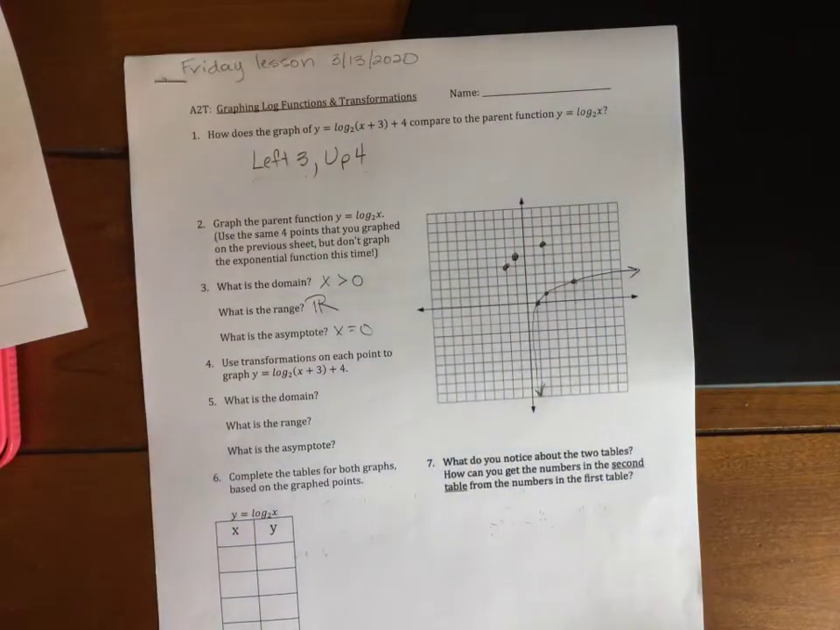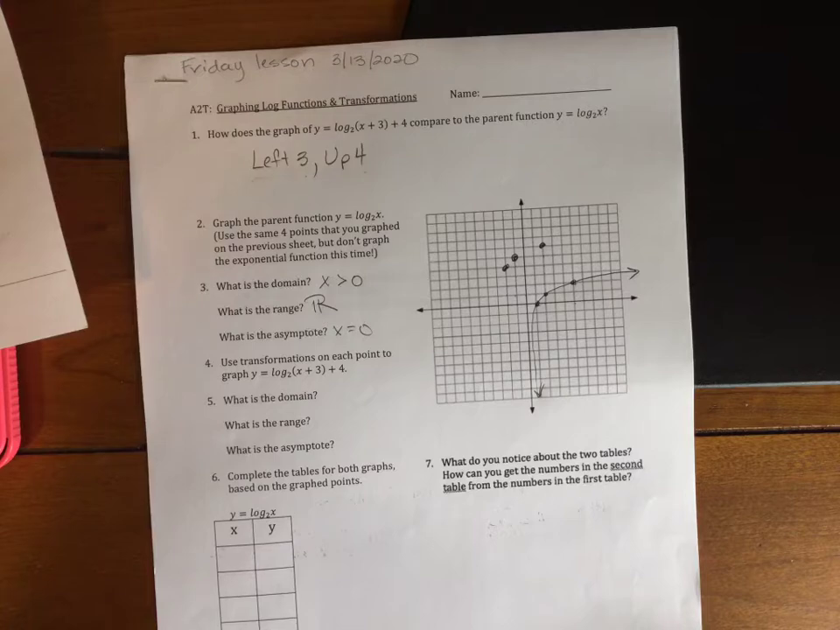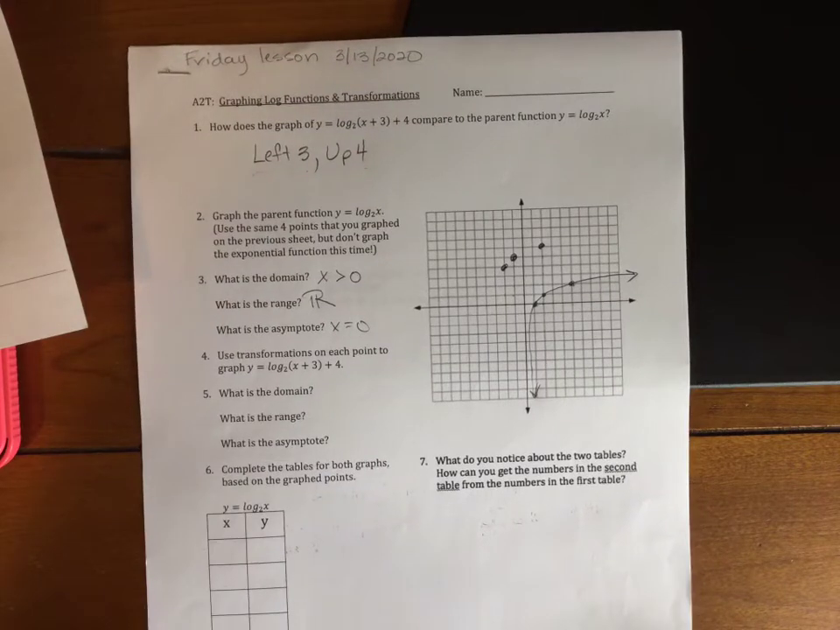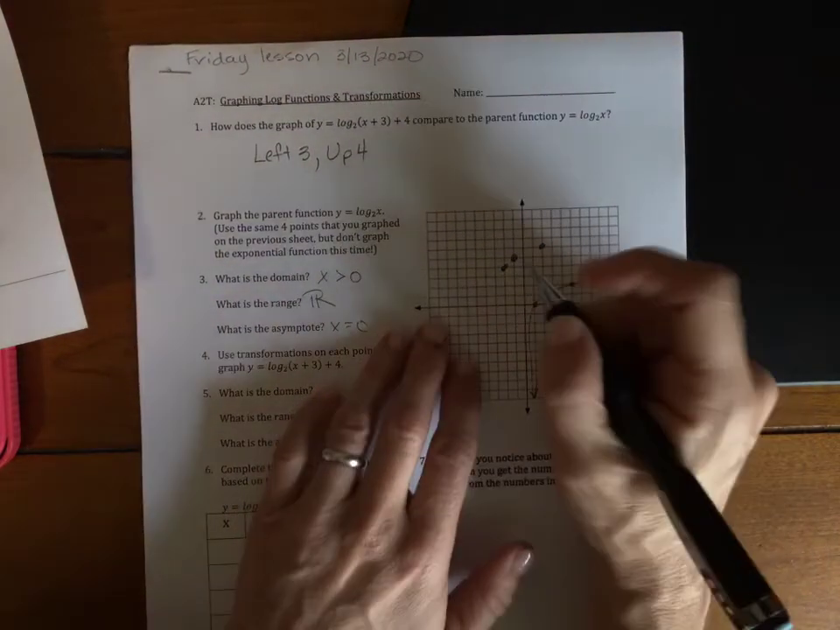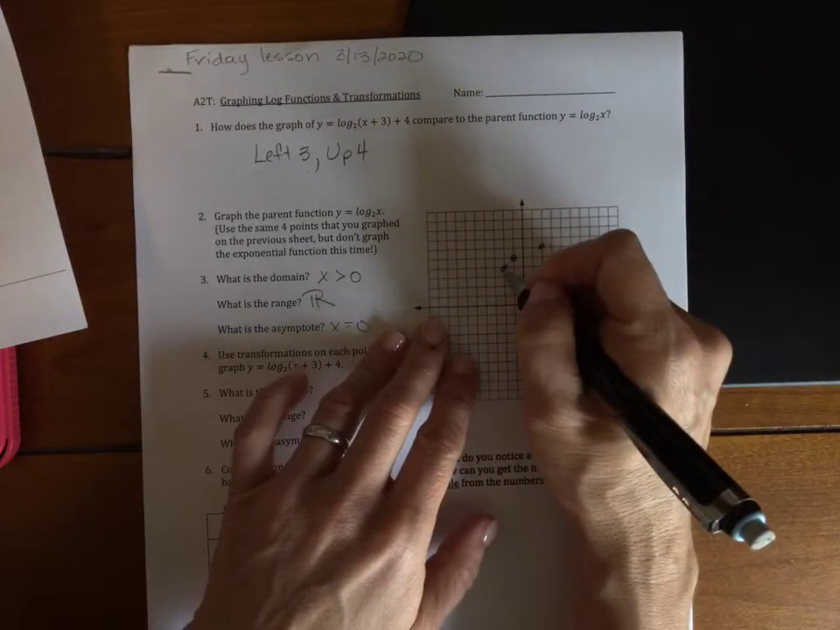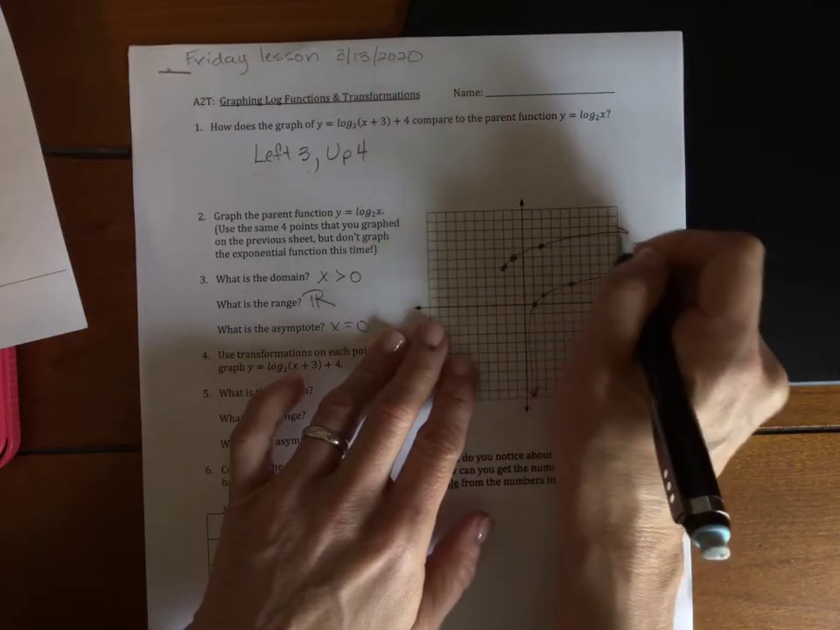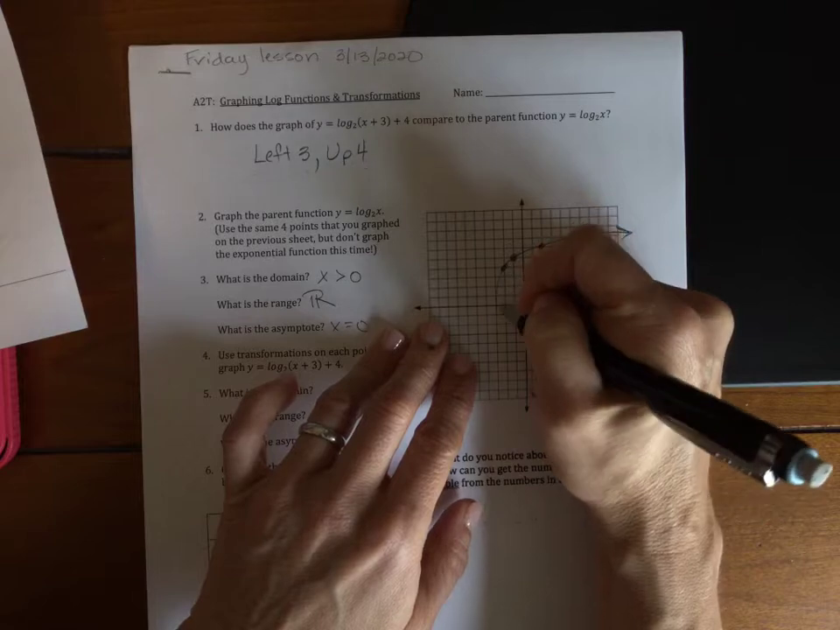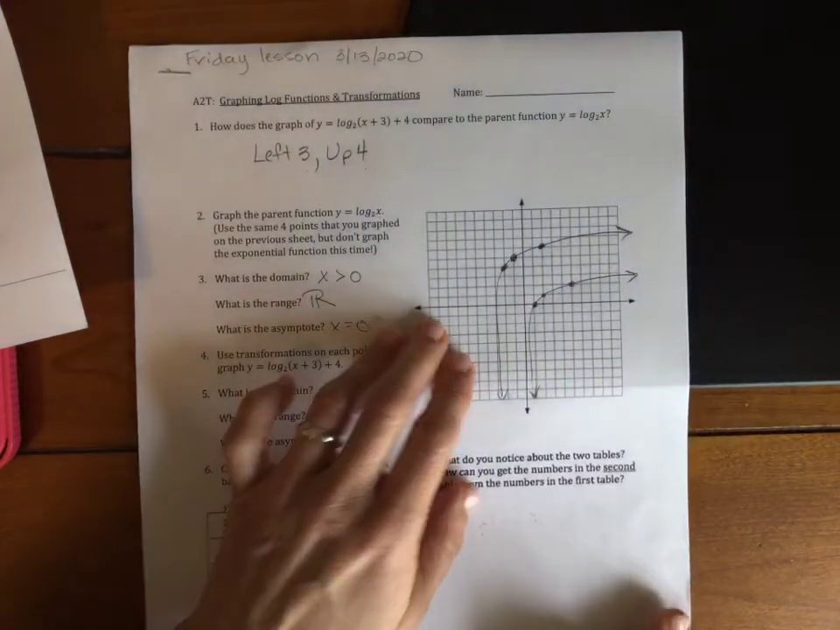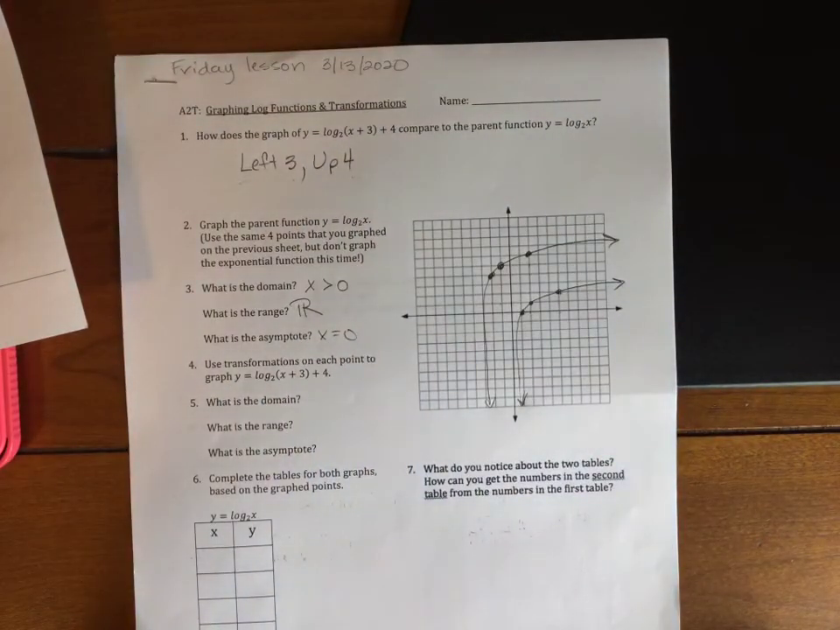So you can see that when graphing transformations, you're going to want to graph your basic logarithm first and then add in the transformations. So everything should look really similar to the previous graph. It's just left 3 and up 4.